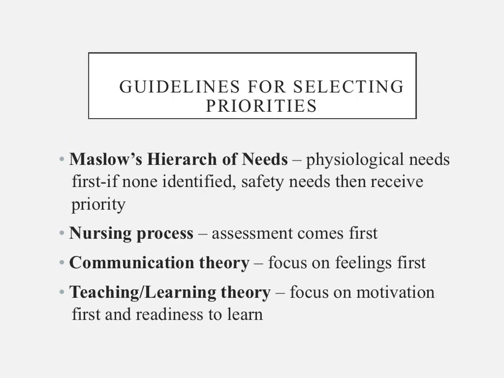So here are some guidelines to use. Your priority setting frameworks. Maslow's hierarchy of needs. So their physiological needs, their basic needs are first: food, water, shelter, and then safety things receive priority. The nursing process. Do your assessments first. Do you have all your assessment data? Assessment, and then interpretation of your assessment, and then you're going to move on to your interventions, evaluations, and outcomes.